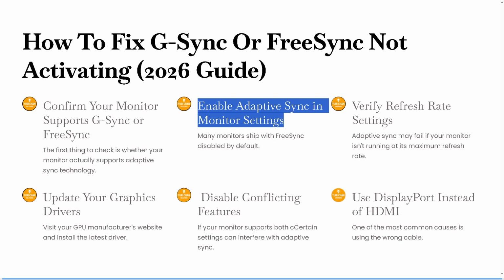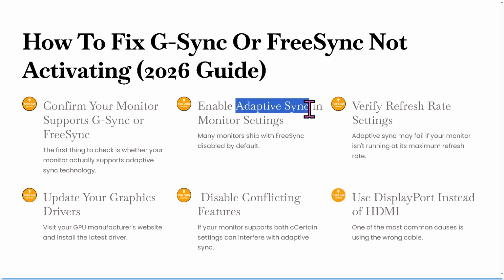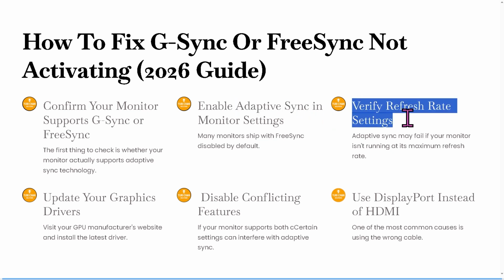Another thing that you can look into is verifying the refresh rate settings. Adaptive sync may fail if your monitor isn't running at its maximum refresh rate. Now, to check it, all I have to do is go to the settings, click system, select display, click Advanced Display, and choose your gaming monitor. Set the highest available refresh rate. For example, 144 Hz, 165, 240, 360 depending on your monitor.